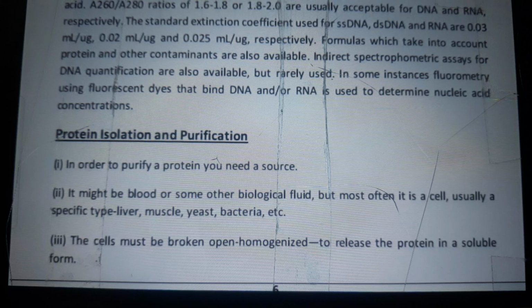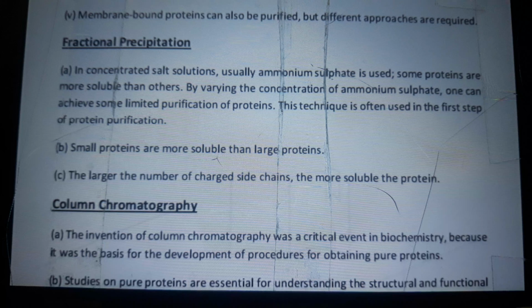Protein isolation and purification. In order to purify protein, you need a source. It might be blood or some other biological fluid, but most of it is a cell, usually a specific type: liver, muscle, yeast, bacteria, etc. And the cells must be broken open, homogenized, to release the protein in a soluble form. Homogenization conditions must be worked out that release the protein from the cell without damaging the protein. Membrane-bound proteins can also be purified, but different approaches are required.